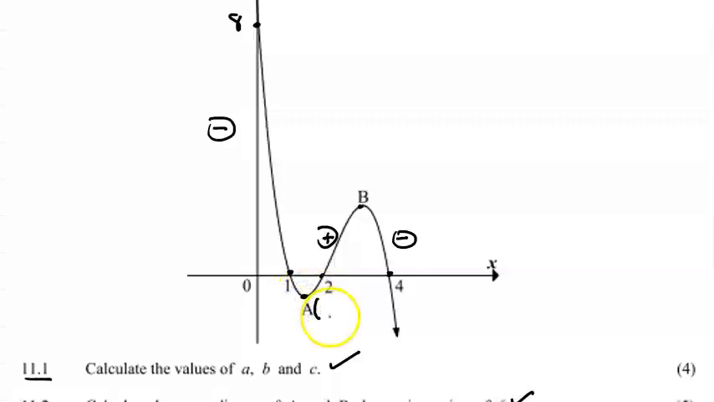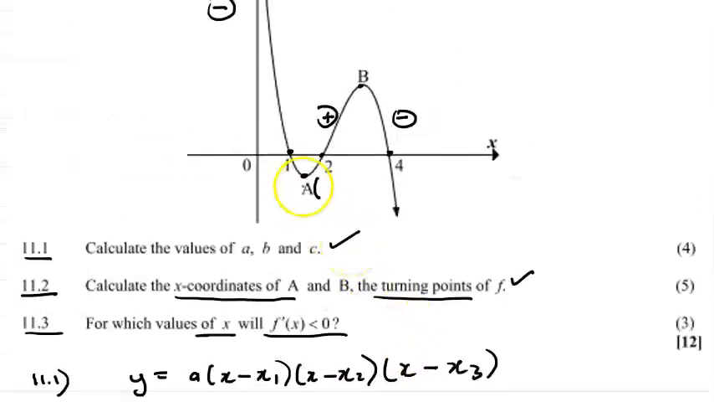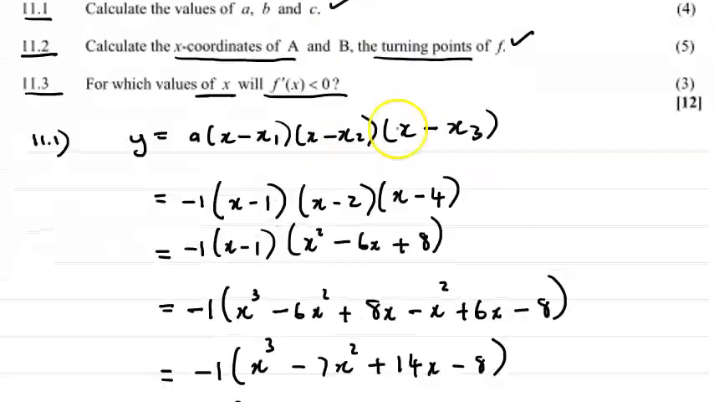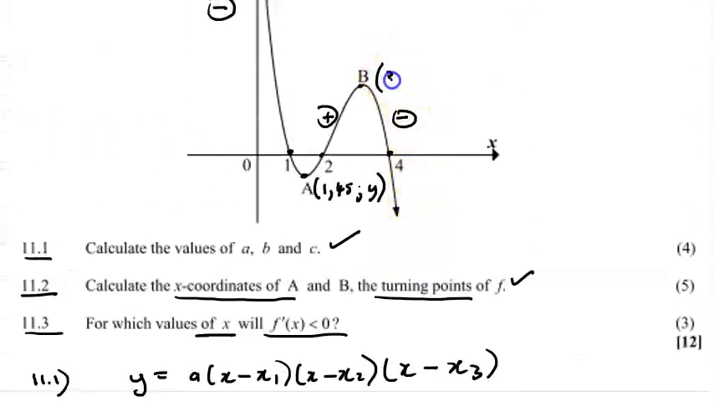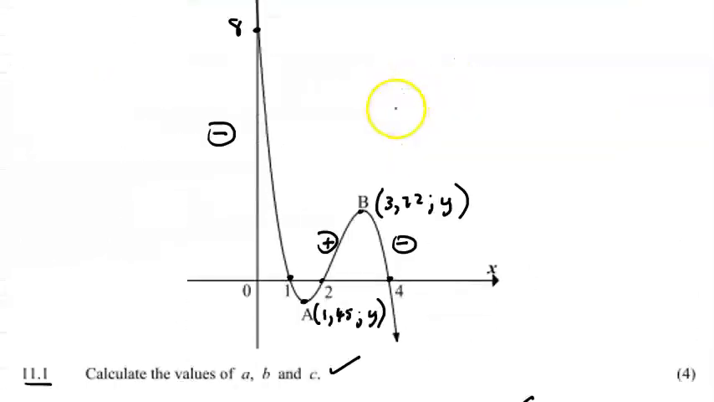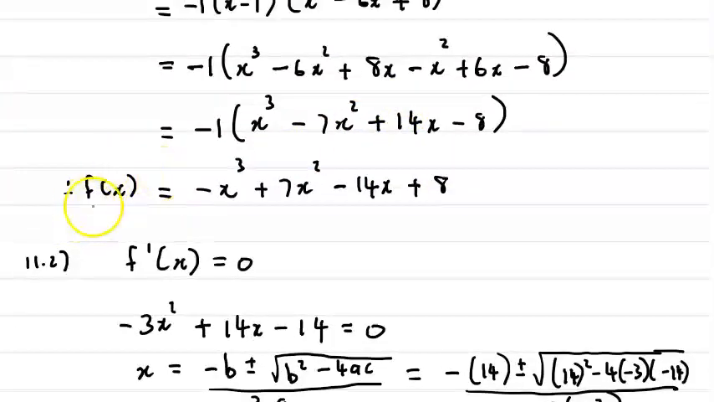So what's the coordinates of A here? We already worked it out, and that will be 1.45, and they didn't ask for the y value, so I'm not even going to put it in there. And B value is 3.22, so I'm going to write 3.22. Remember now that if you are required to find the y value, we'll substitute the x value into the original equation, which is f of x. And there it is here, we found it here.